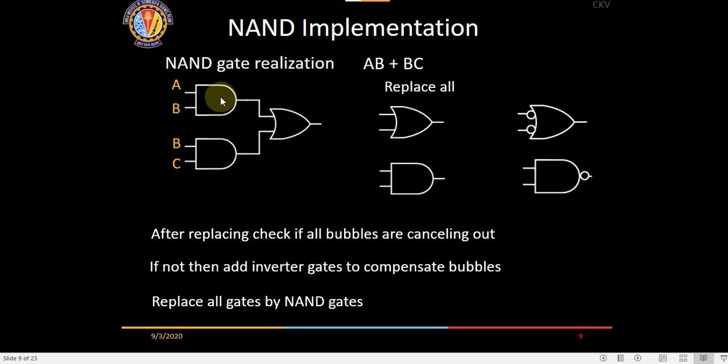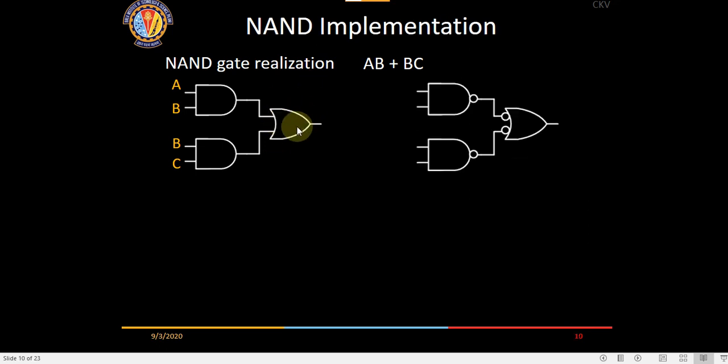Now that one inverter you club with this, you take it, make it a NAND. That bubble you convert it, club it with this, that will become a NAND. And these two extra bubbles which are there will get combined with this OR and that will give a NAND. So that is another way.